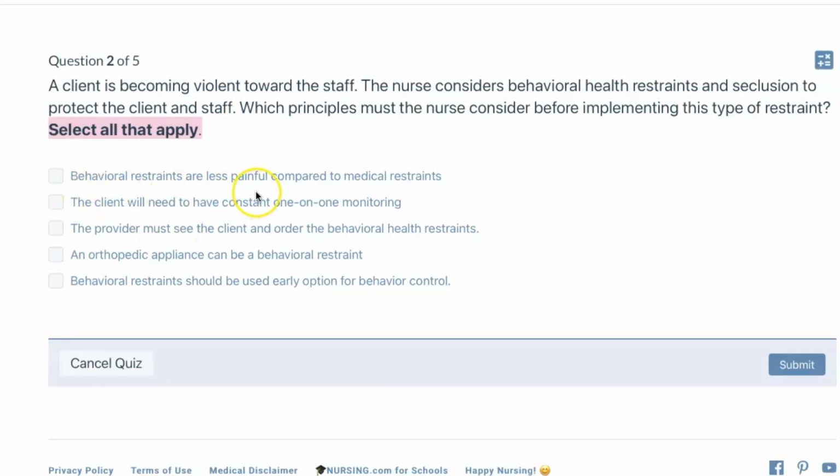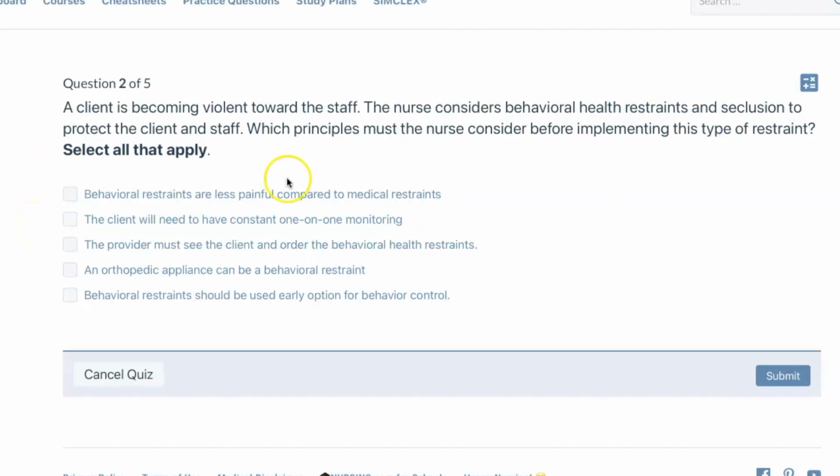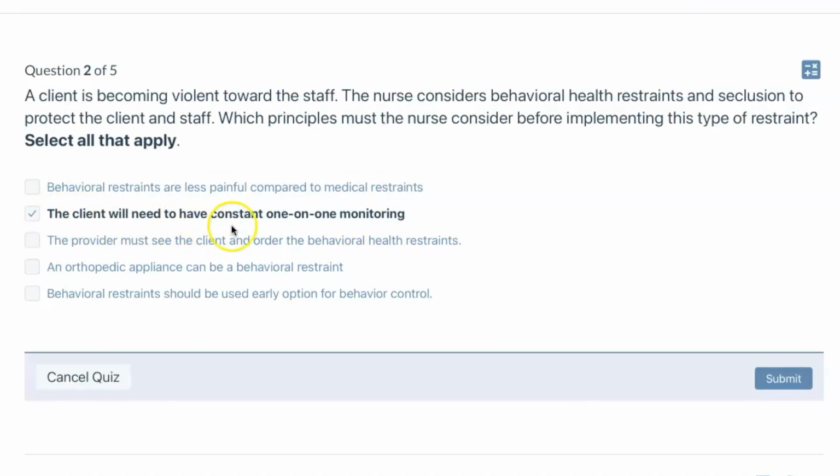Behavioral restraints are less painful compared to medical restraints. That is not true. Restraints shouldn't be painful, period, but one isn't less compared to another, so not selecting that. The client will need to have constant one-on-one monitoring. Very true. Because think about it, if someone is restrained and they vomit and then they're not being watched, they could aspirate, they could choke on their own vomit.